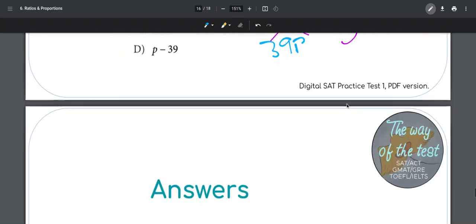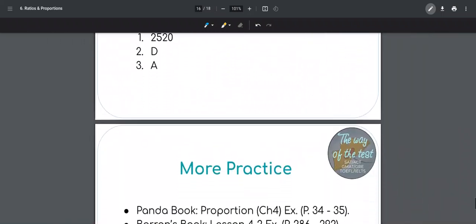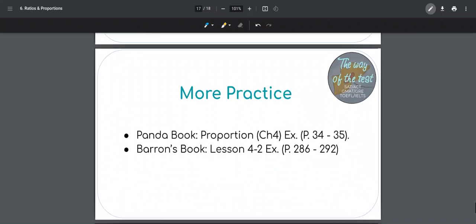Okay, here you can see the answers. And this is it for ratios and proportions. If you want to practice more, these are the pages of the books that you can practice on.